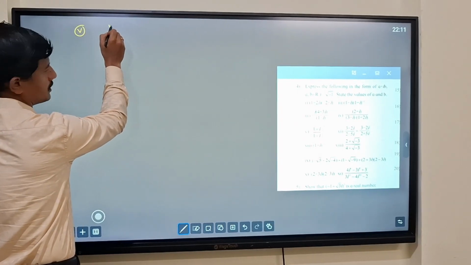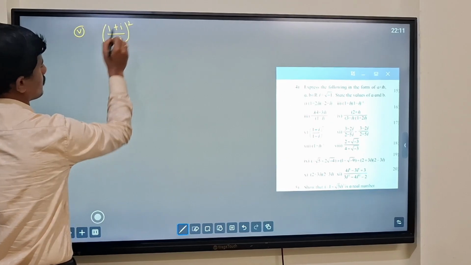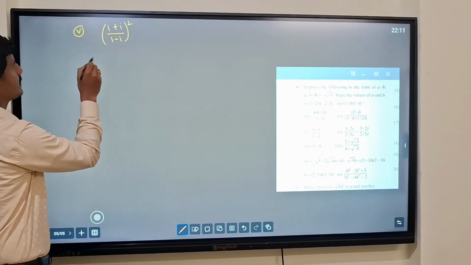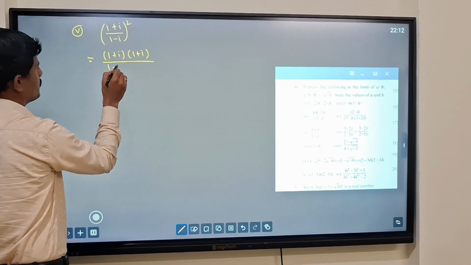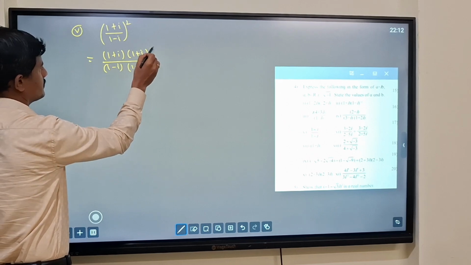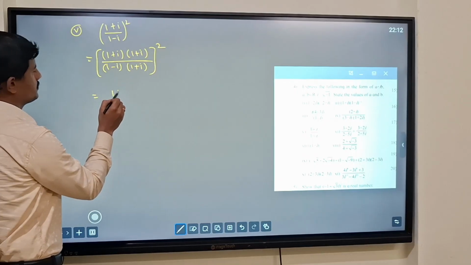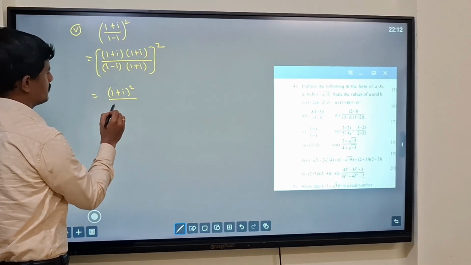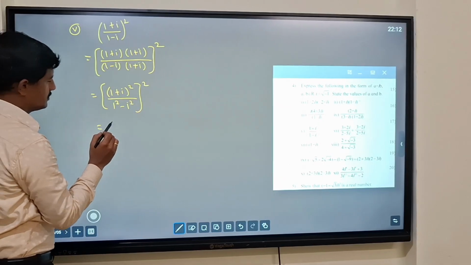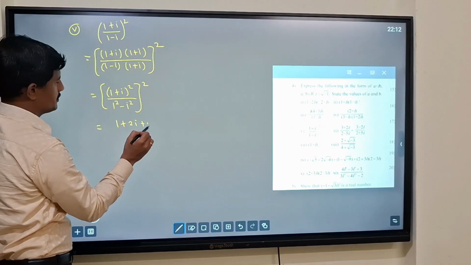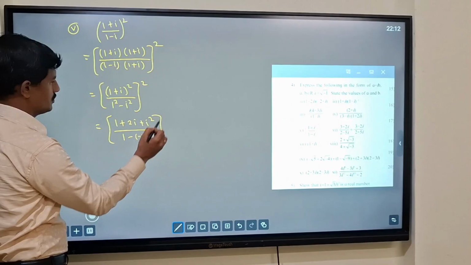Fifth is (1 plus i upon 1 minus i) whole square. So we will rationalize it inside. (1 plus i) into (1 plus i) upon (1 minus i) into (1 plus i). So this becomes (1 plus i) whole square upon 1 square minus i square whole square.